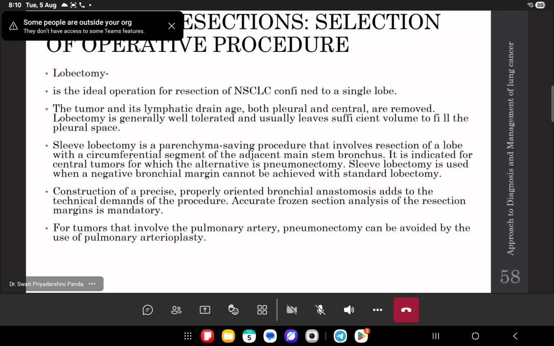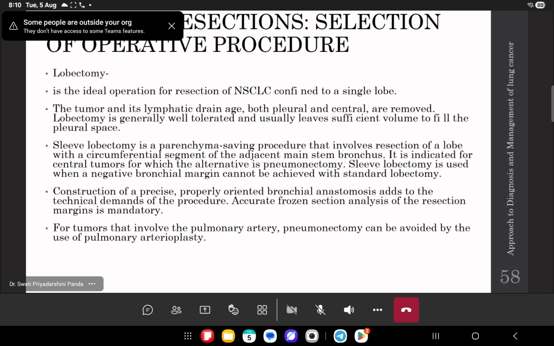First one is lobectomy. It is the ideal operation for resection of the non-small cell lung carcinoma confined to a single lobe. The tumor and its lymphatic drainage, both pleural and central, are removed. Lobectomy is generally well tolerated and usually leaves sufficient volume to fill the pleural space.